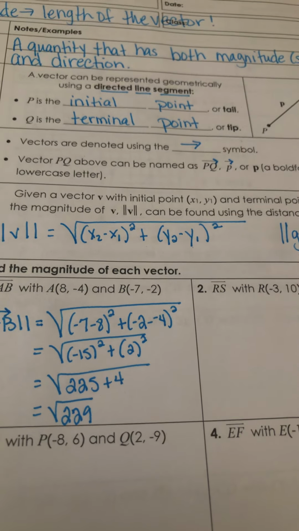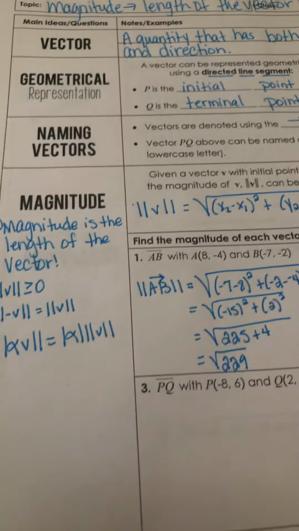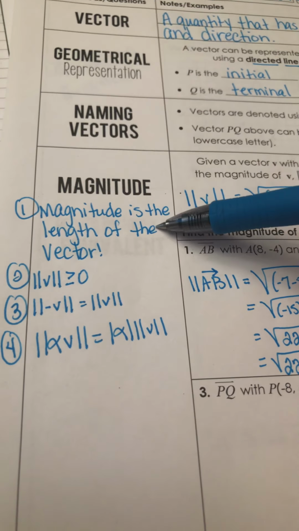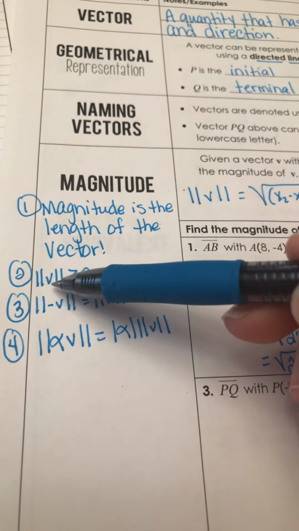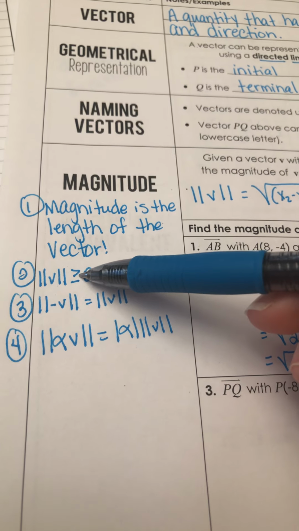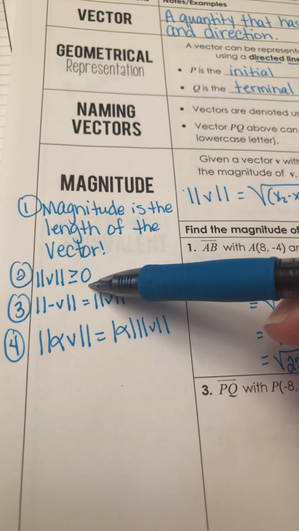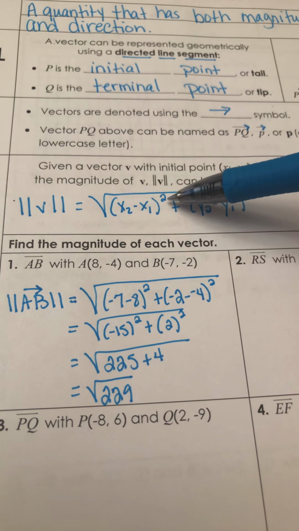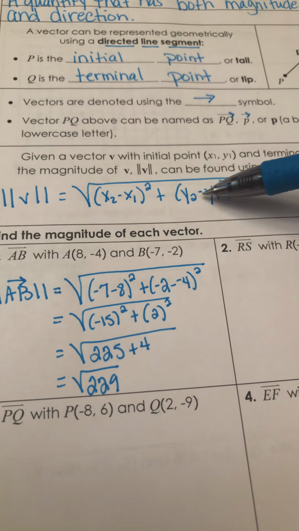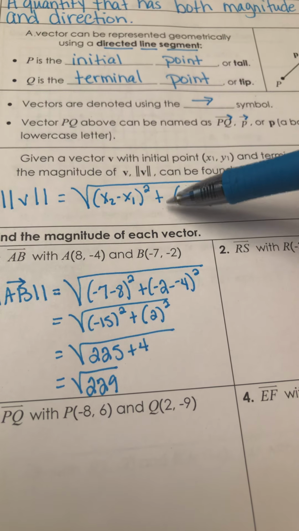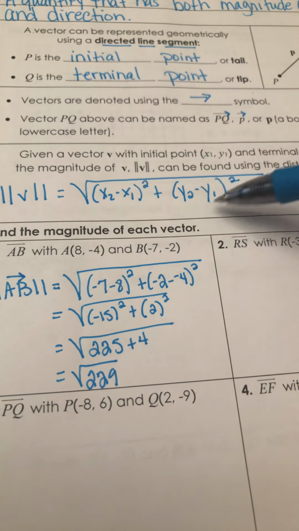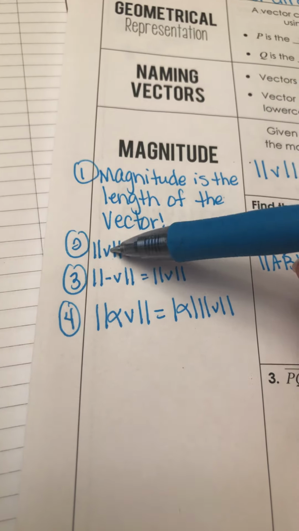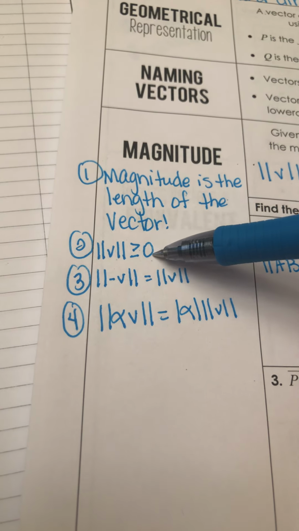All right, so let's go over a few properties. Magnitude, once again, is the length of your vector. Magnitude is always going to be greater than or equal to 0. That should make sense because we're just taking our subtraction and squaring it, making it positive on both of these and adding them together. You can't have a negative under a radical without making an imaginary unit, so it should make sense that your magnitude should be greater than or equal to 0.